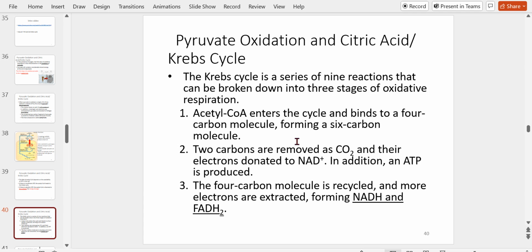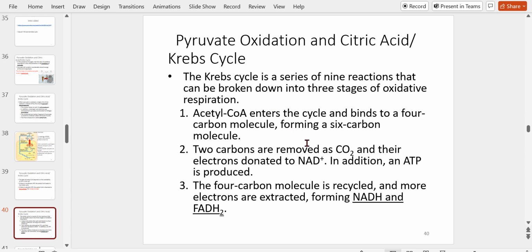So the Krebs cycle is a series of 9 reactions that can be broken down into 3 stages of oxidative respiration. We're kind of walking over the same carpet, but I think we're doing it in a very good way. You see how we're just breaking it down, and we're gaining a little bit of ground every single time. So the 3 stages: acetyl-CoA enters the cycle and binds to a 4 carbon molecule, forming a 6 carbon molecule. So we've gone from 2 back up to 6 carbon.